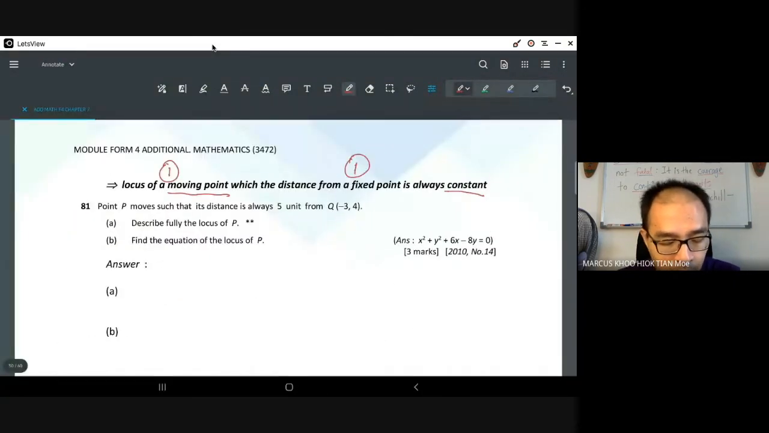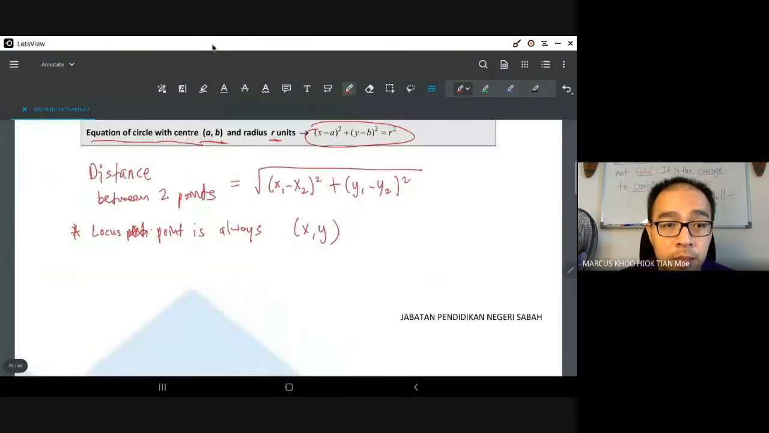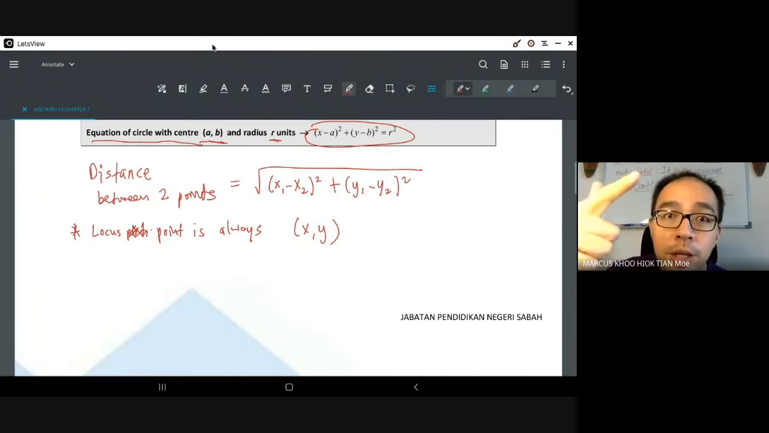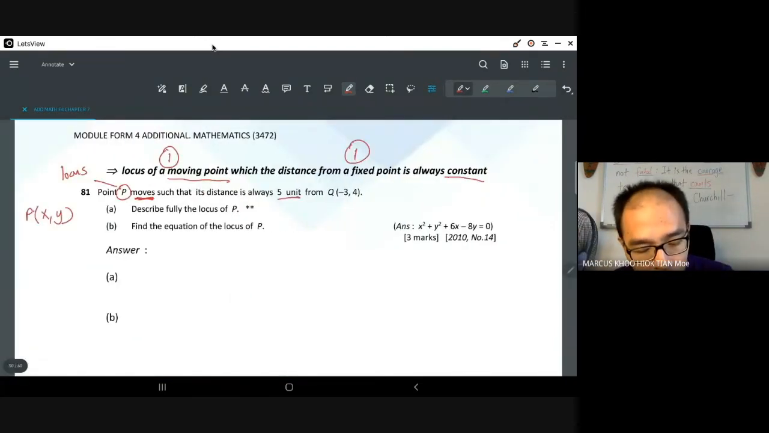So we look at this. Point P, so this is the locus. How do you know it's a locus? Because it says move. Point P moves, means P is the locus. That means if it is the locus, the coordinate of P is (x, y). Remember I said this just now? The locus point is always (x, y). We don't care what the number is. I just want the letter. Distance is always 5 units from this one.